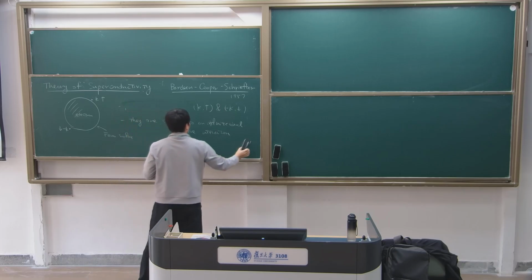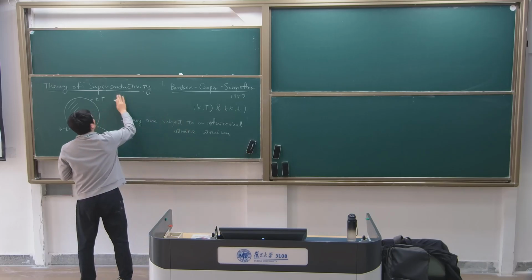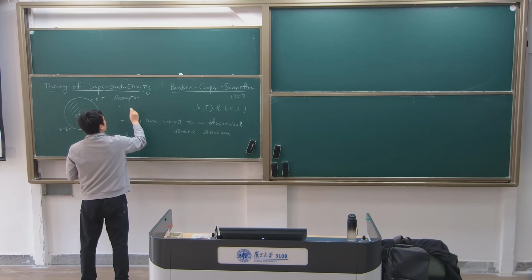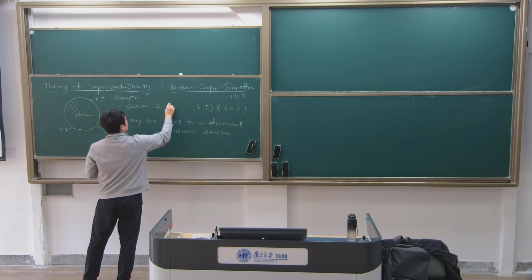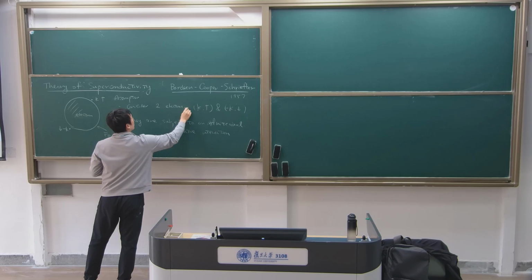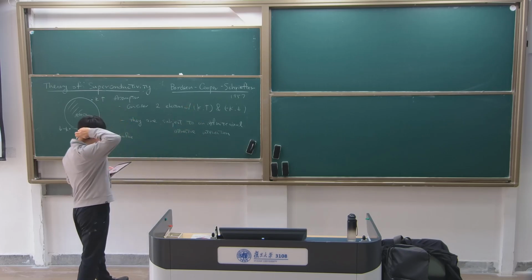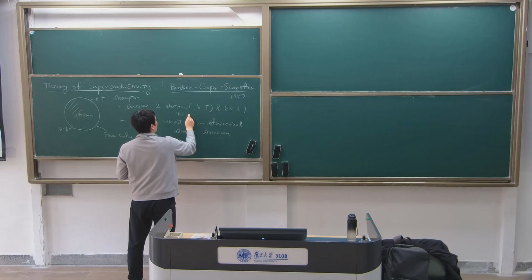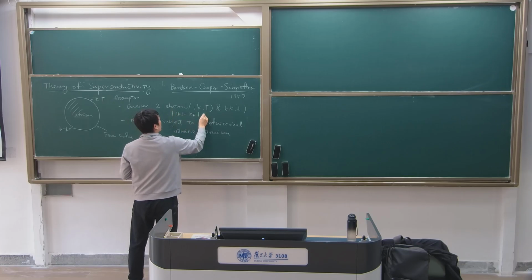So this is the assumption. Two electrons on the center, with spin up and spin down, and then k is right above, the k minus is very tiny. It's very tiny.